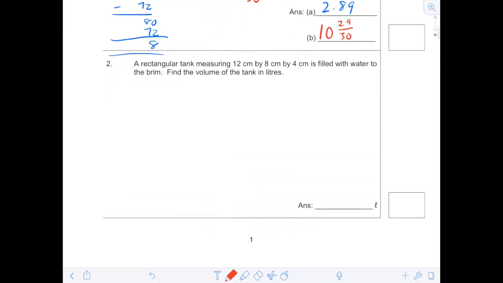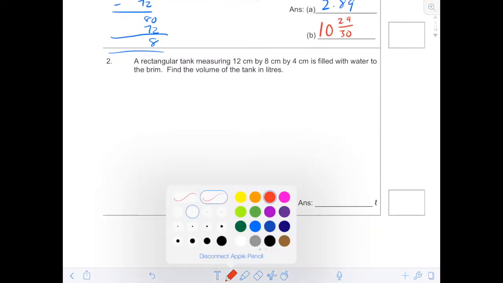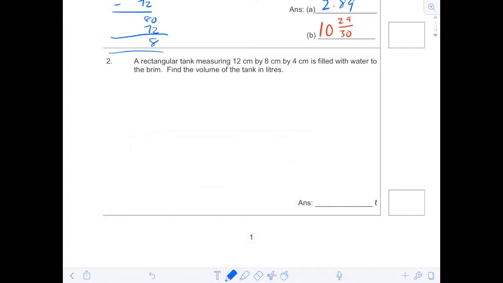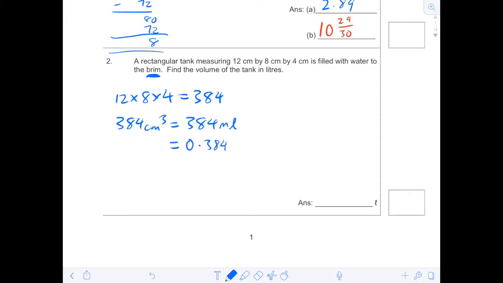Okay, so for question 2, a rectangular tank measures 12 by 8 by 4 cm, and is filled with water to the brim. Now to the brim means it's all the way to the top. Find the volume. All we need to do is multiply the three values together. You will get 384. Now you're supposed to convert this into liters, so 384 cm cubed will be equal to 384 ml, and if we're going to convert it to liters, you're going to divide it by 1000, so you're going to get 0.384 liters.